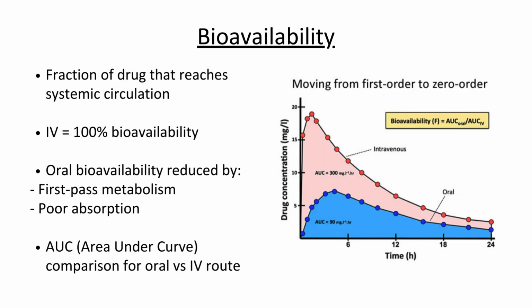Bioavailability, F, reflects how much drug reaches systemic circulation in active form. IV drugs have 100% F. Oral drugs have reduced F due to GI factors and first-pass metabolism. AUC, area under the curve, compares IV versus oral drug levels. F equals AUC oral divided by AUC IV, times 100. Bioavailability impacts oral dosing and is critical in designing effective regimens. Low F drugs may require higher doses or alternative routes.